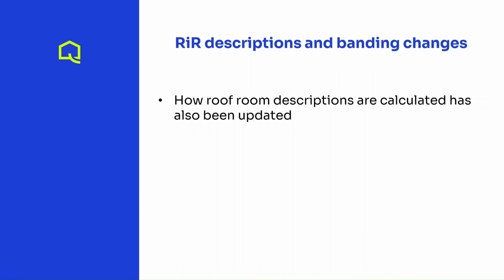Next up is the change to how the descriptions and bandings for roof rooms are calculated, specifically using the simplified method for Type 1 and Type 2 roof rooms. The descriptions and bandings for these are based on an area-weighted U value. This is the average U value for the building element based on the area of the constituent parts, such as gable wall, common walls, sloping ceilings, etc.